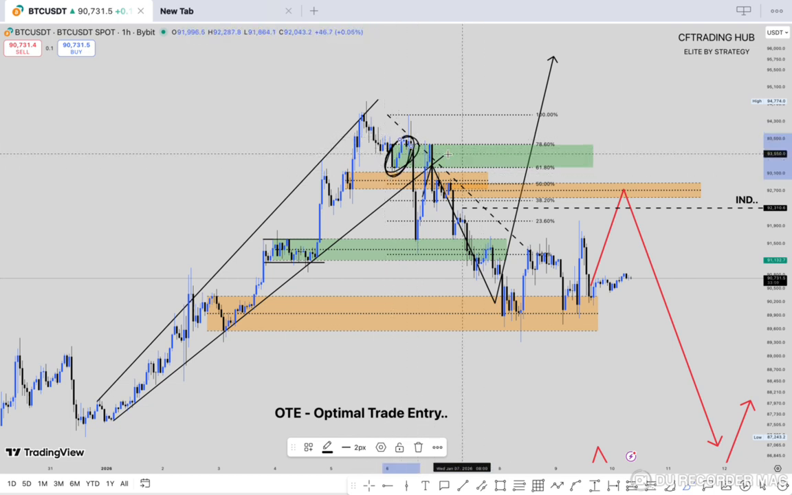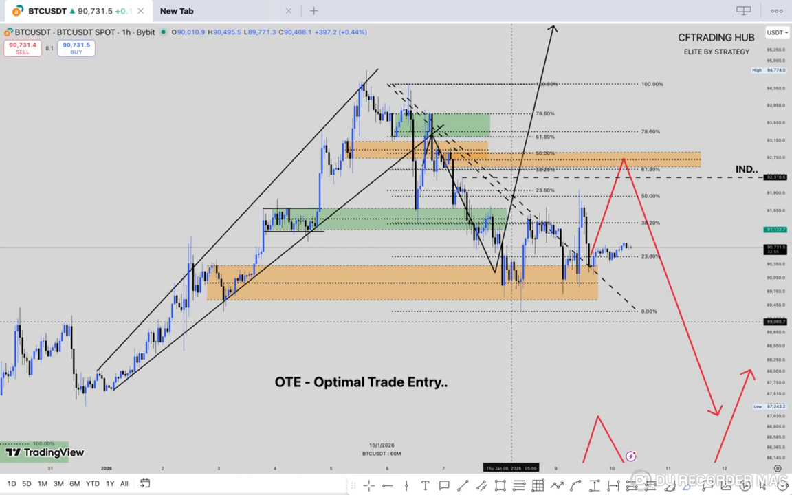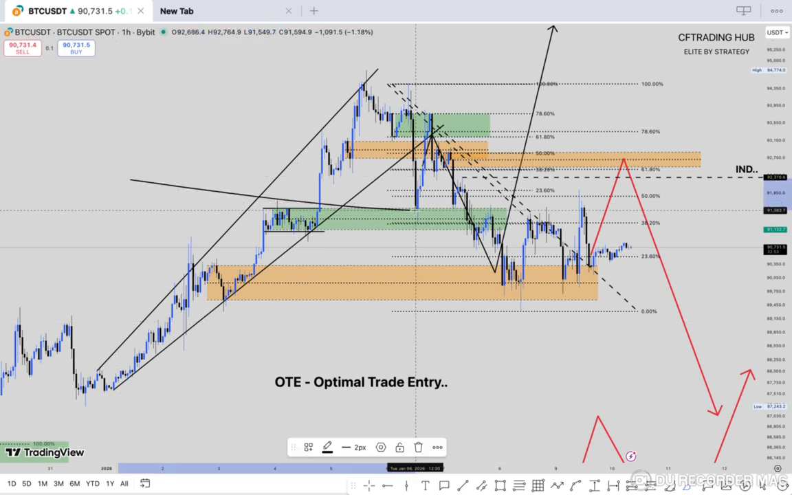I didn't just pick the OTE level. I picked that particular block over there. After seeing the OTE level, I picked the block, and what happened? Price respected the block and started selling off. That's exactly how OTE levels work. Let me just show you one more example I made already.